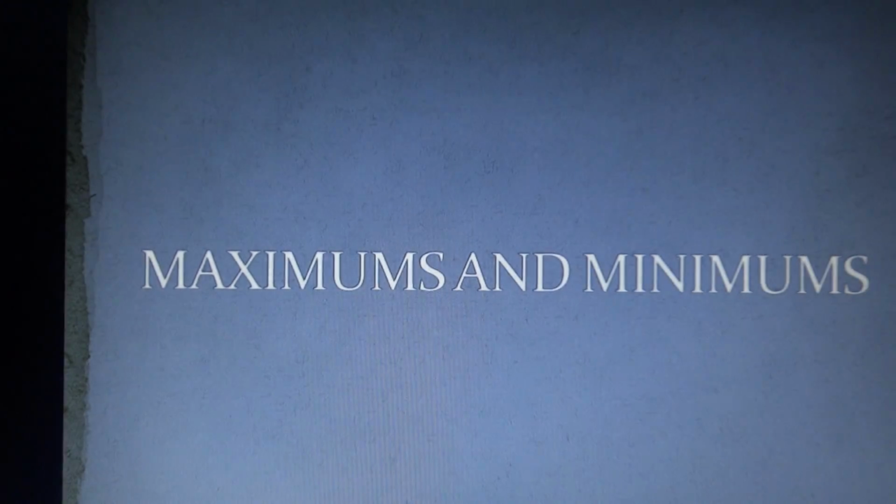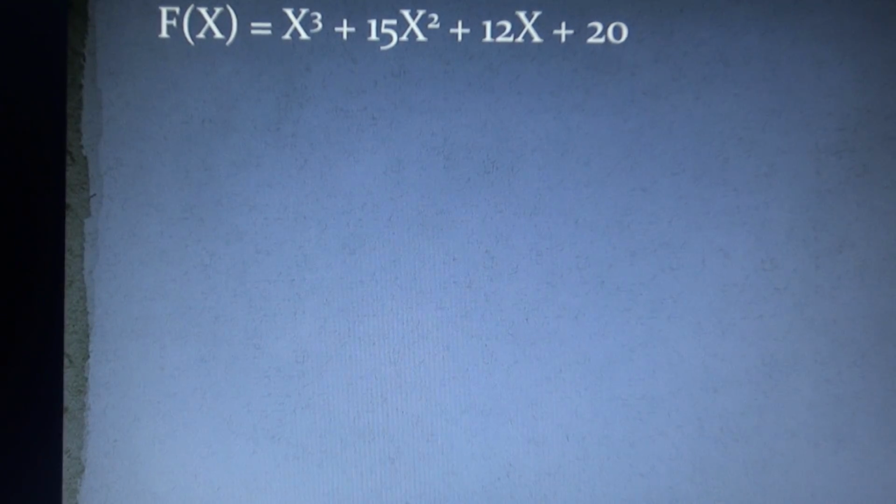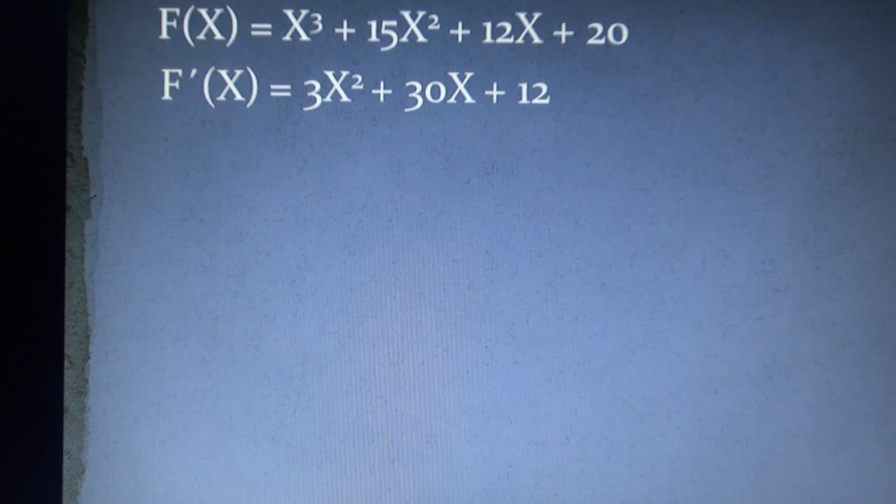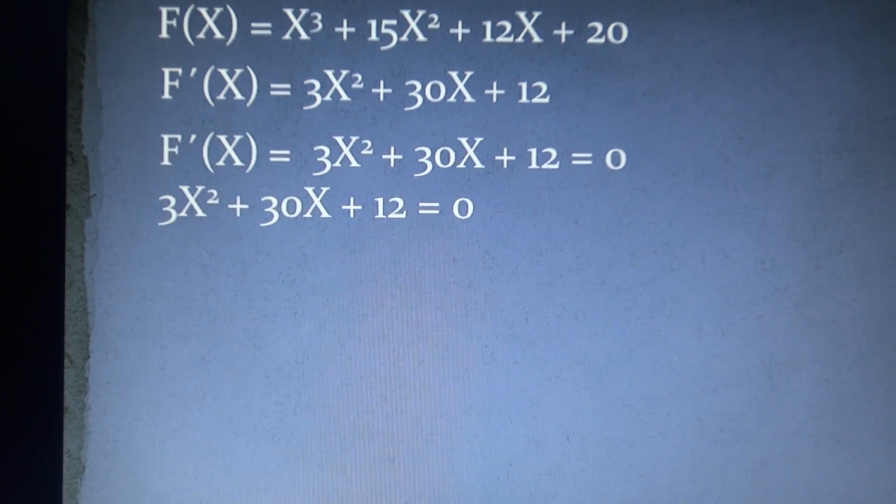Let's take, for example, this equation. How can we figure out the minimums and the maximums? As we said, if the slope is 0, we can take the derivative and solve for 0. So first of all, we take the derivative of x cubed plus 15x squared plus 12x plus 20. That will be 3x squared plus 30x plus 12. Now we solve for 0.